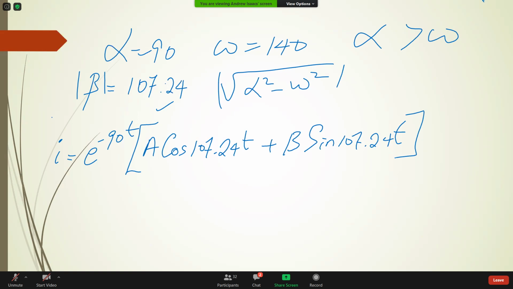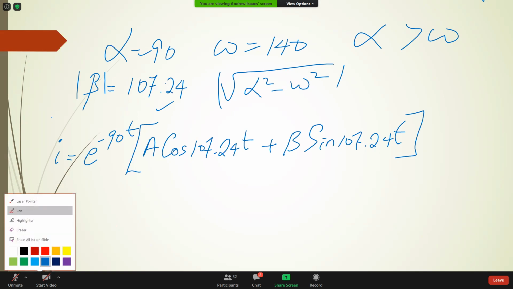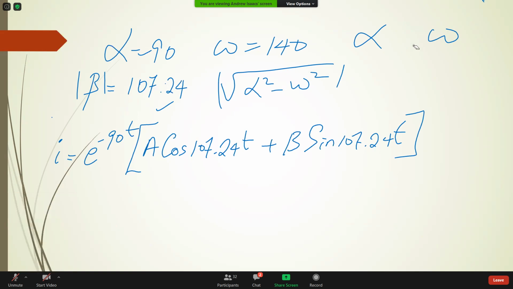All right. So the only difference here is that when we compare alpha and omega, we see that alpha is, hold on, alpha is less than omega. I have it written as greater. Alpha is less than omega. Yes. Because alpha is less than omega, then we know that we have an underdamped system. All right. So the current expression is given by that. For the boundary conditions, what do we know?